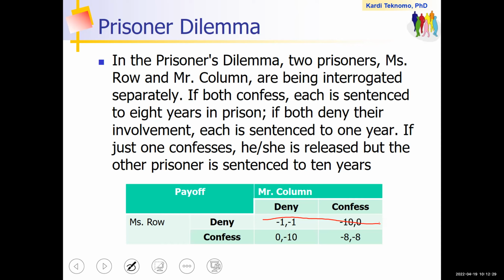Column means you check the second number. So which one is the best between -10 and -8? Still confess. So you delete this one. Okay. So this is the equilibrium. So confess is the equilibrium of prisoner dilemma. And you may notice this doesn't make sense, right? Because this is not Pareto optimal. So the Pareto optimality must be T99.